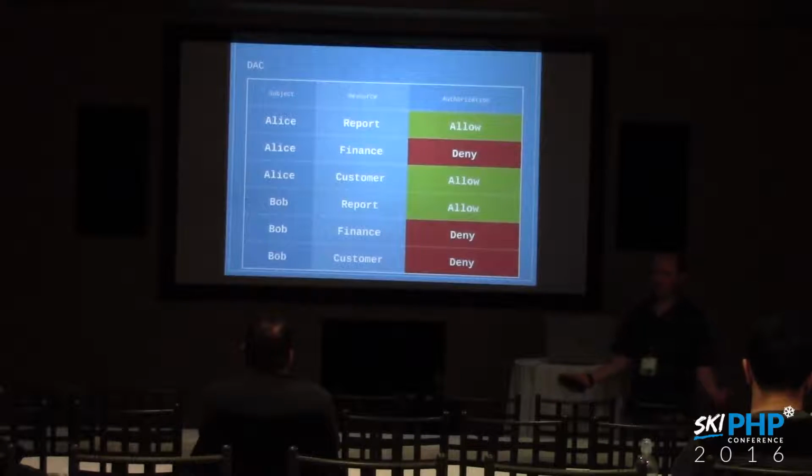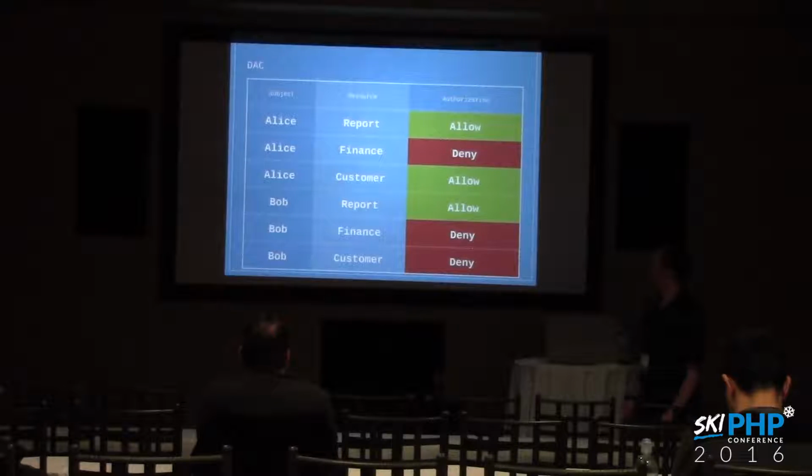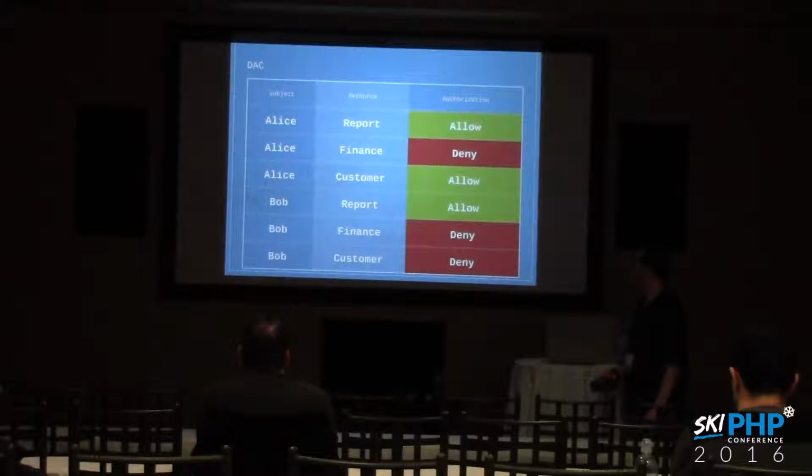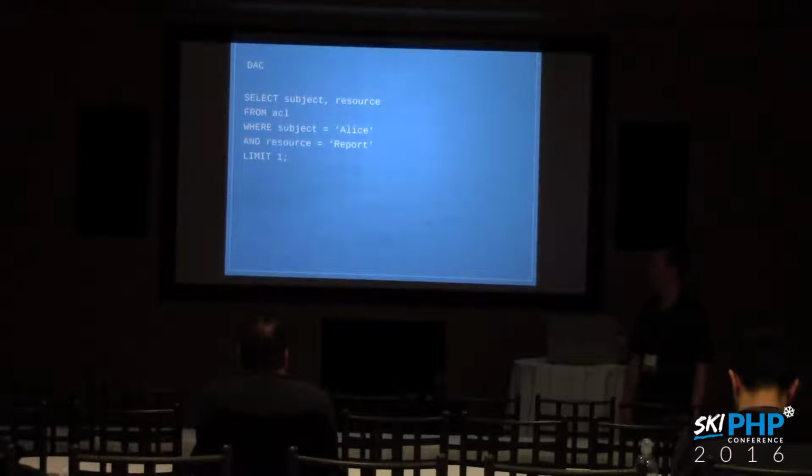A simple example table, what it might look like if you have Alice and Bob. Alice wants access to reports, you can allow that, but deny finance. And Bob, you're allowed reporting, but deny finance. It's the most simple. It's pretty easy. From a development standpoint, very simple. Very little effort required, generally speaking. If you're going to generate a SQL statement, that might be an example of what it might look like. Really easy. Very straightforward.